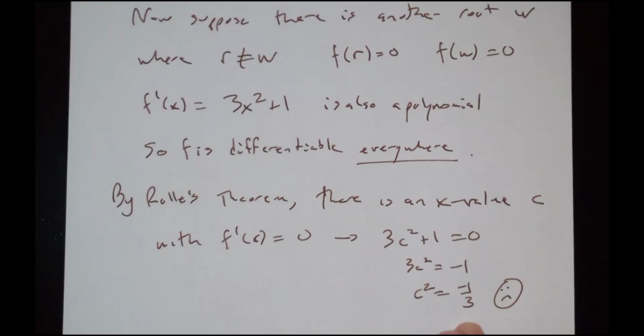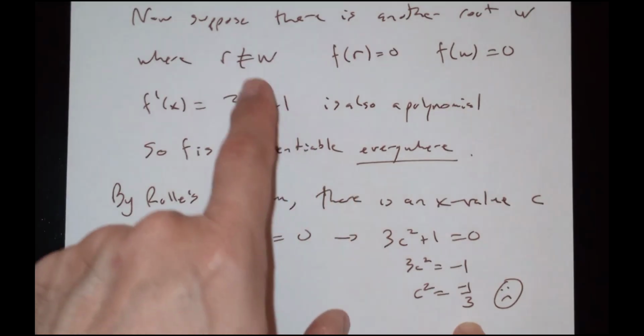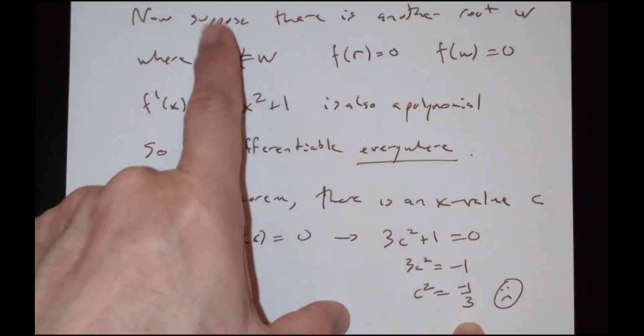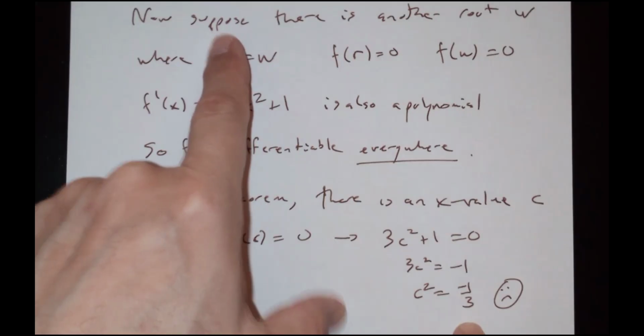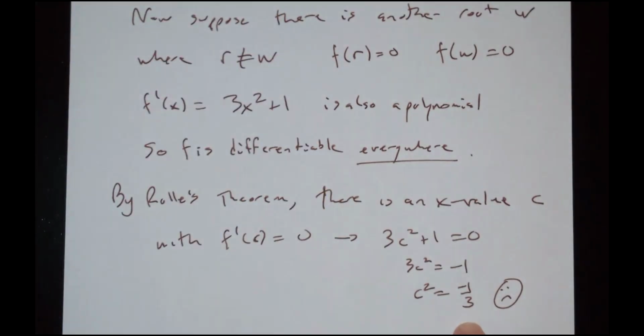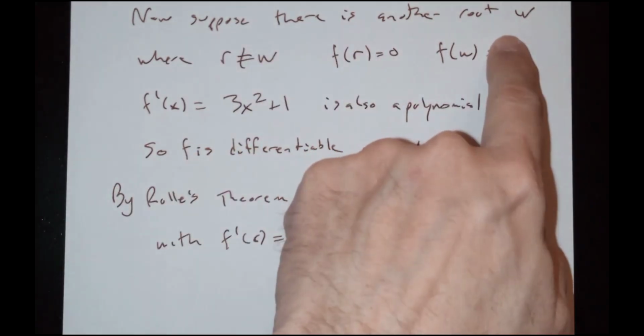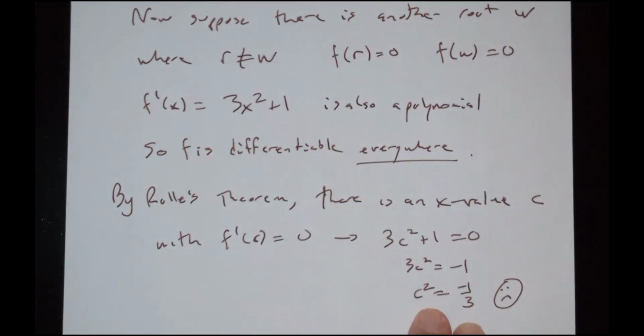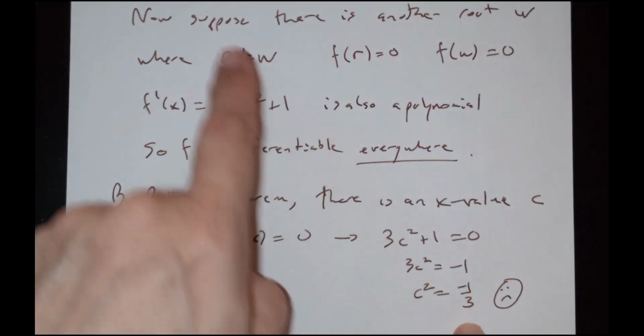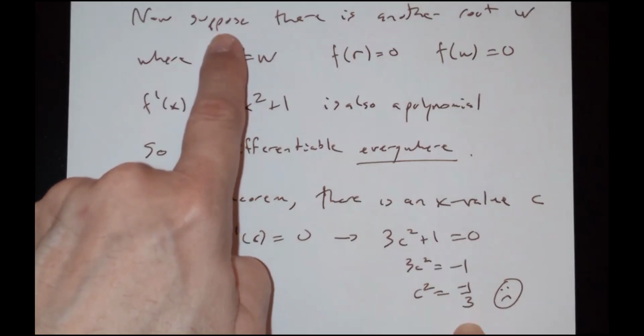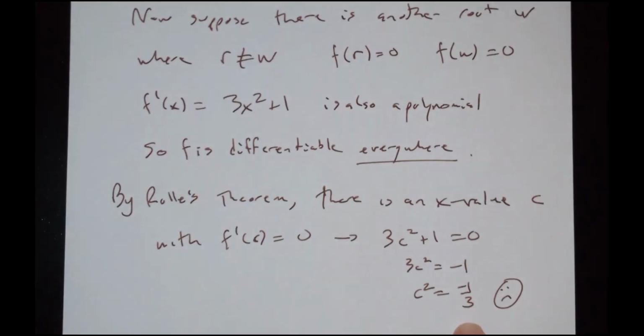So now let me go backwards. Back up these sentences until I see the thing that I assumed. All of this is only going to happen if there's another root. But since this sentence is obviously wrong, this has to be wrong. So there isn't a second root. There's only one root ever.